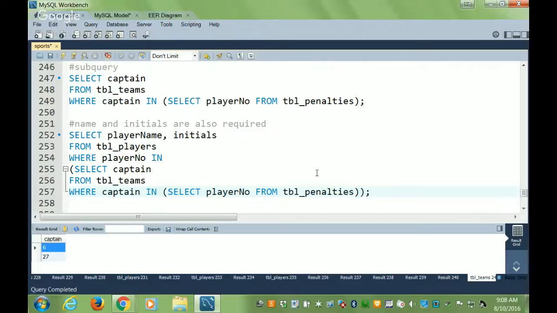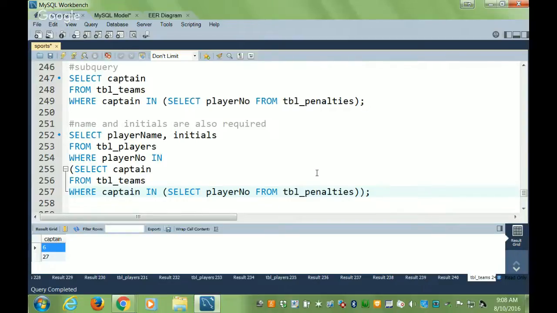There. All we need is the name and the initials of the players, and this player should be in that table. And again, notice there is a select captain, so it's a list. So in that, and which captain? The person who's in penalties. So just go step by step. Find out who is in penalties. Is he a captain? And then his name and initials.